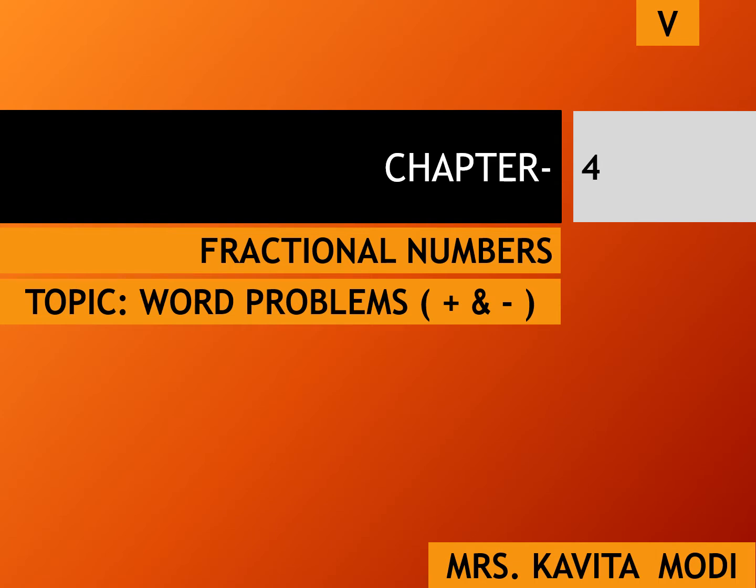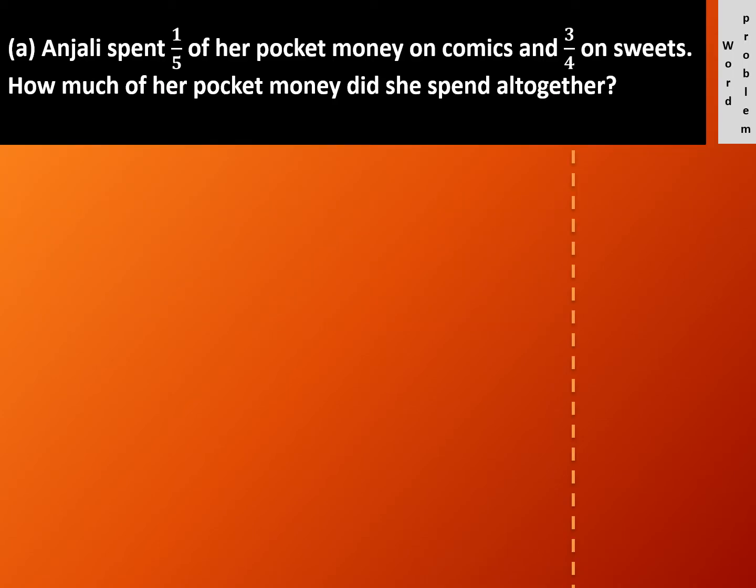Today we are going to continue chapter 4, fractional numbers. In this chapter our topic is word problems. Let's start with word problems. Question number A. Anjali spent 1/5 of her pocket money on comics and 3/4 on sweets. How much of her pocket money did she spend altogether?